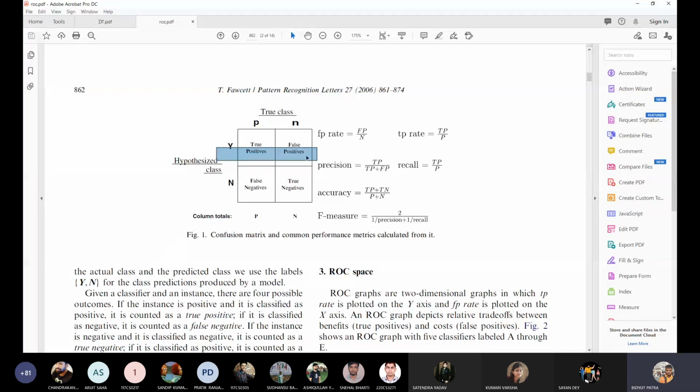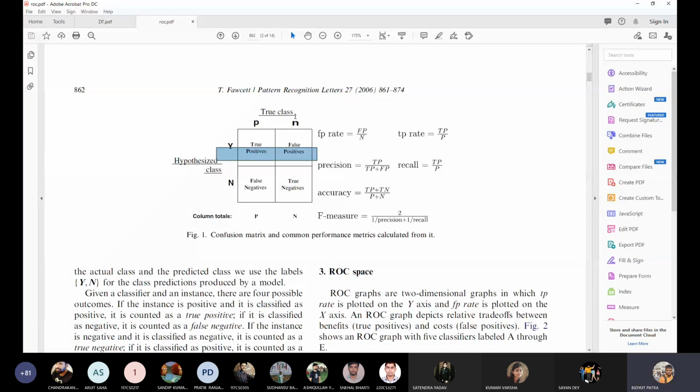Then what about the recall? Recall is column-wise: true positive divided by the total number of samples in the data set. So true positive divided by the total positive samples, which is true positive plus false negative. Therefore recall will be TP by P. Okay. And then what is accuracy? It remains the same.